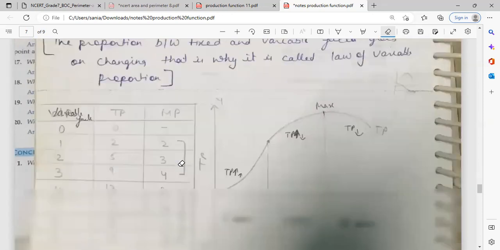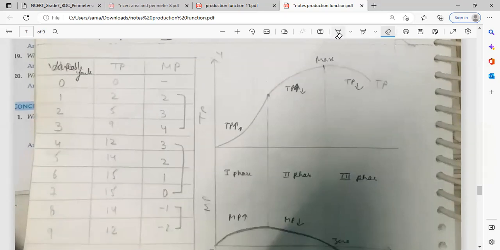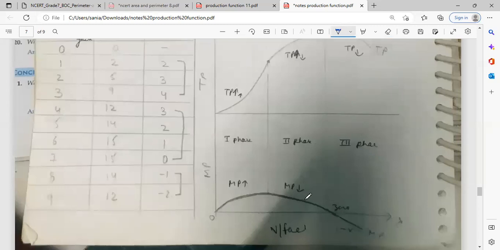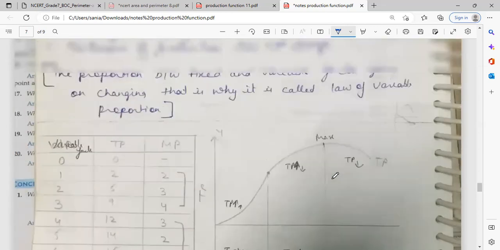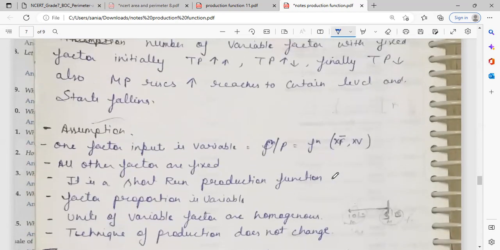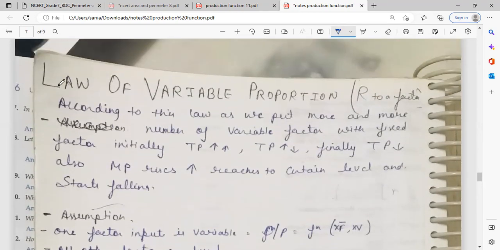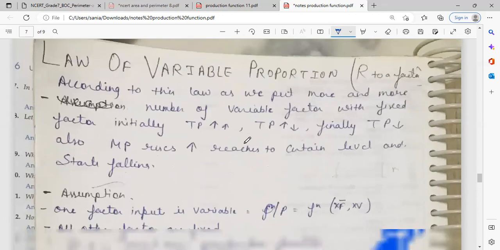Clear? So over here you can see TP is basically increasing at increasing rate. Then again it is increasing but at diminishing rate, becomes maximum and starts falling. MP is increasing, then reaches a certain level and then starts falling, becomes maximum, becomes 0 and then starts falling. Don't worry about this, I'll explain that. But first of all, you will write the law of variable proportion, and then the assumptions.